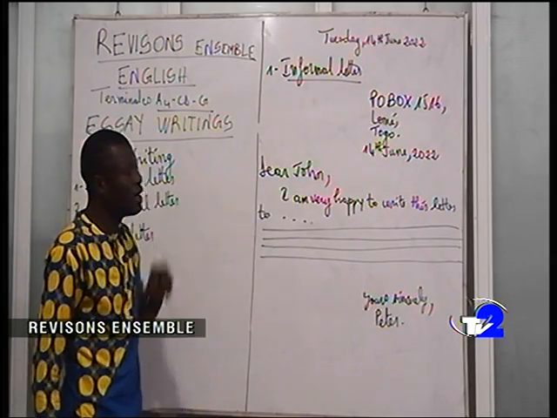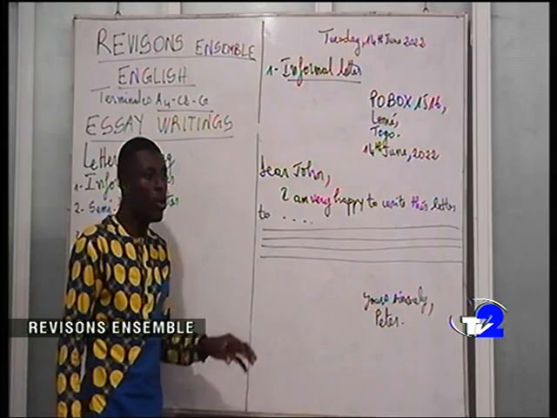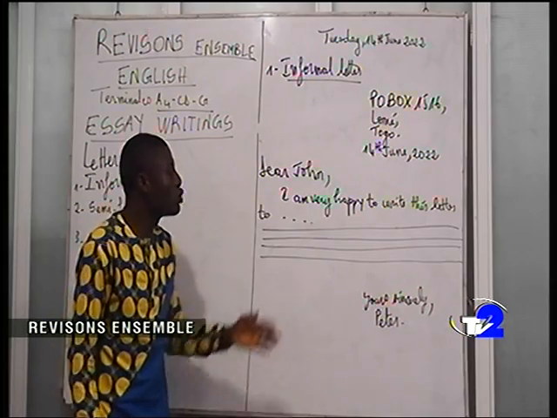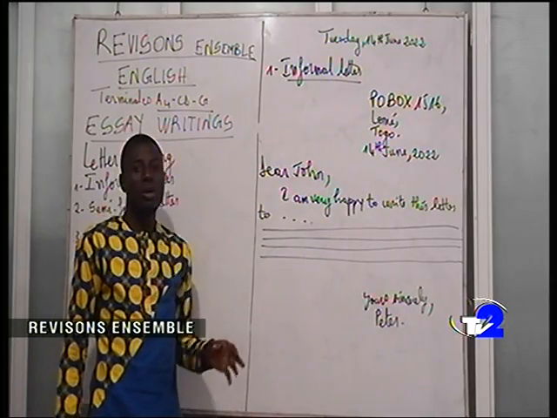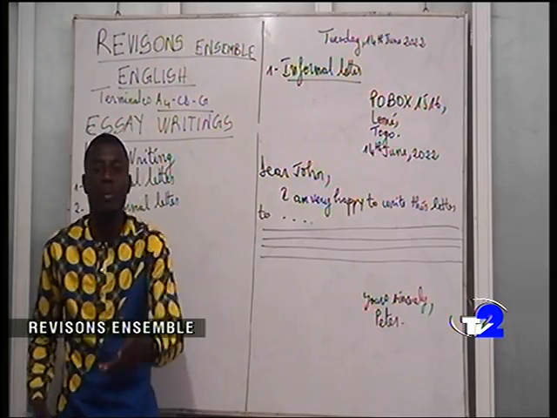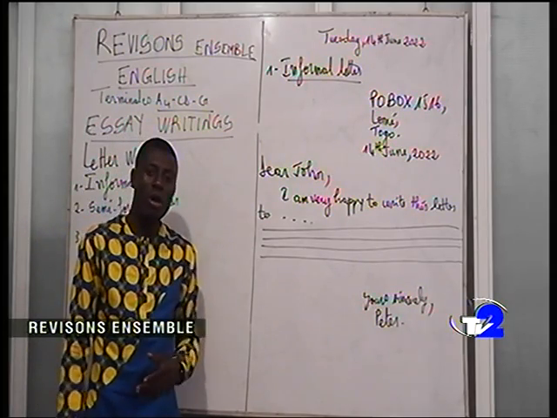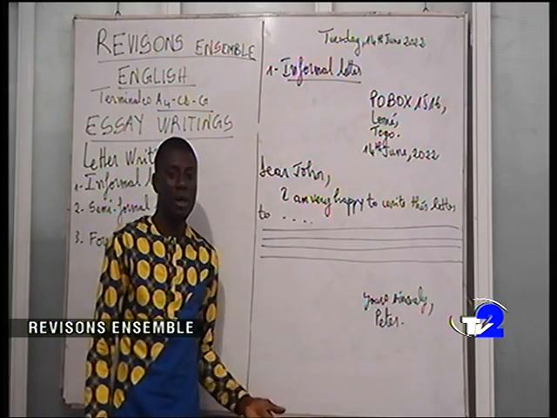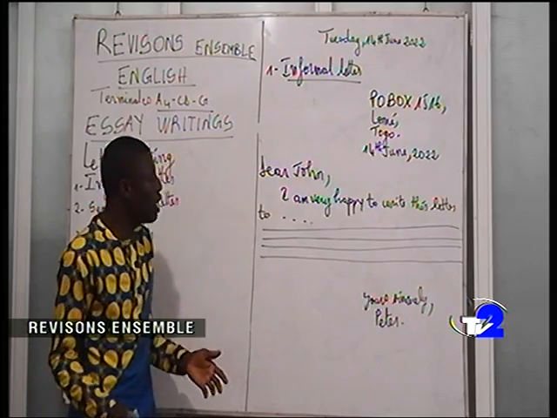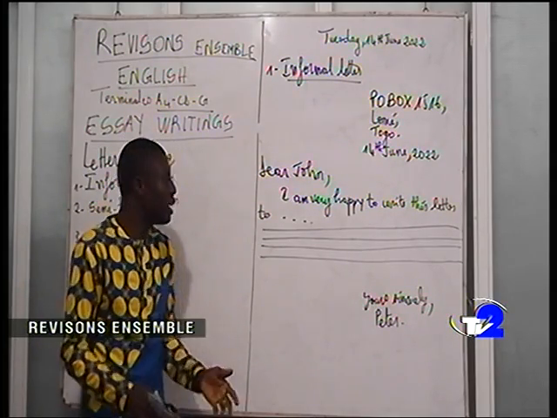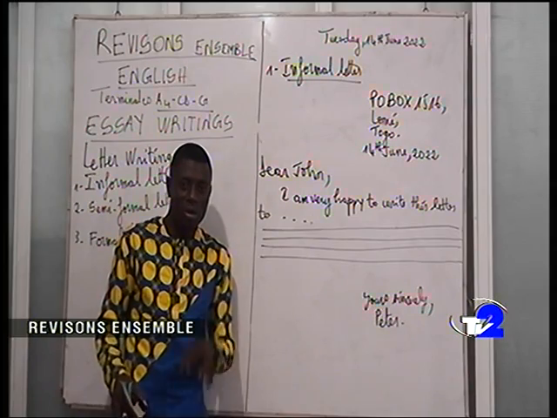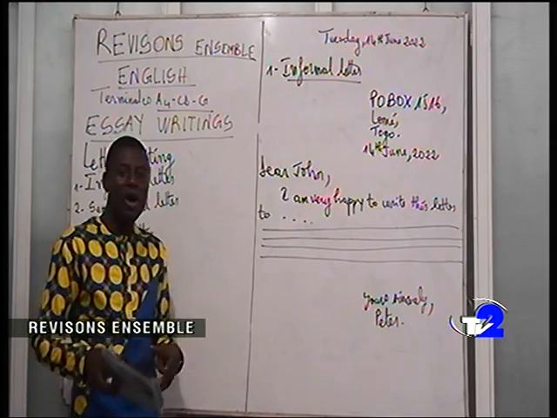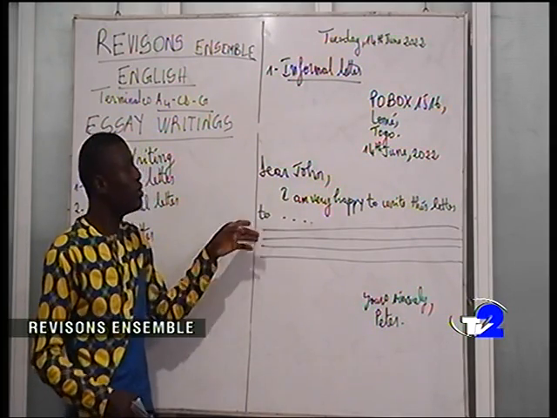Now after the greeting, you put the message, and you always start with I am very glad or I am very happy to write you this letter to. When the topic says write the letter to inform your friend about the death of somebody, you can say I write this letter to inform you about. You understand? When the topic says write the letter to thank, you can say I write this letter to thank. So you follow the purpose of the letter. The thing the topic is asking you, that is the same thing you are going to do there.